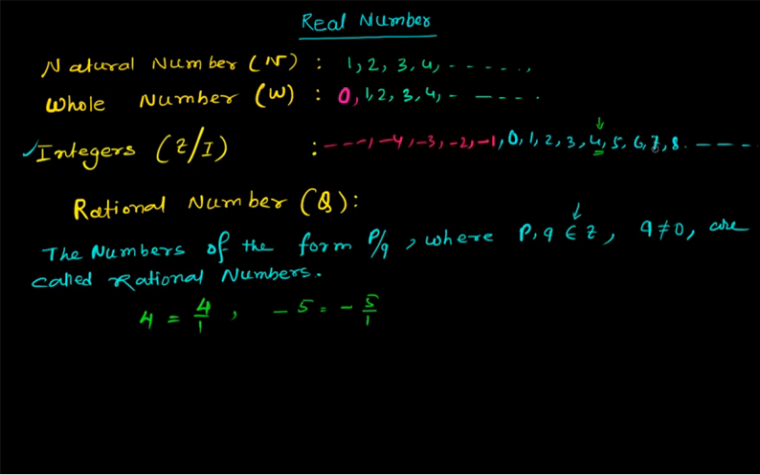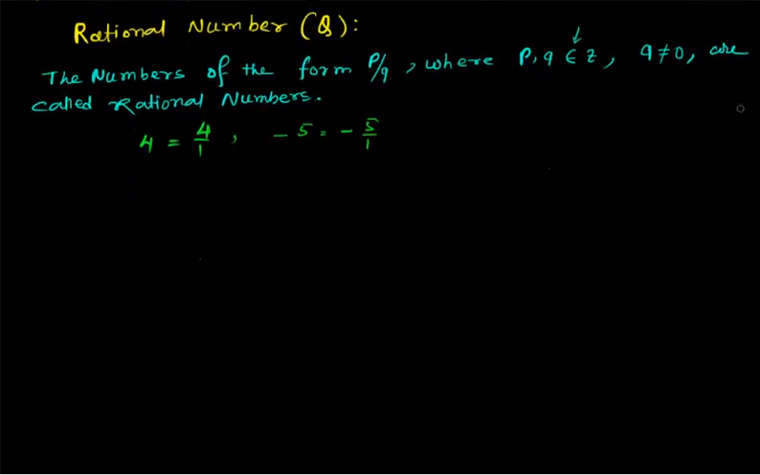Okay, so let's see how we can represent a rational number on a number line. So we can write: number line representation.